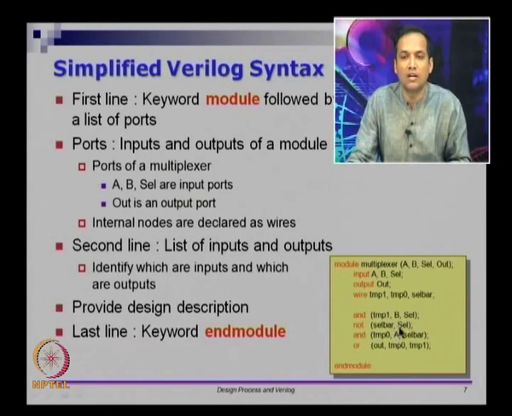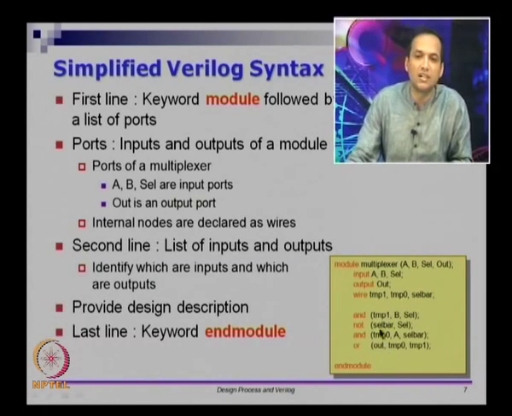Similarly, not of select is select bar, and of A and select bar is temp 0, and OR of temp 0 and temp 1 is out. That is what this description says. So in this description we also have AND, NOT, AND and OR here. These are marked in red, they are also keywords.